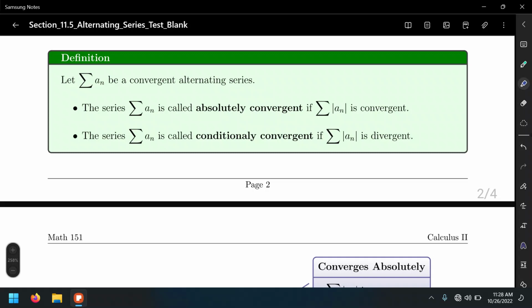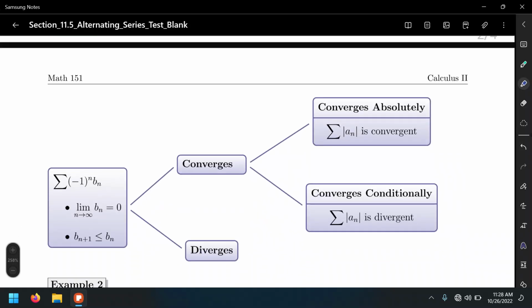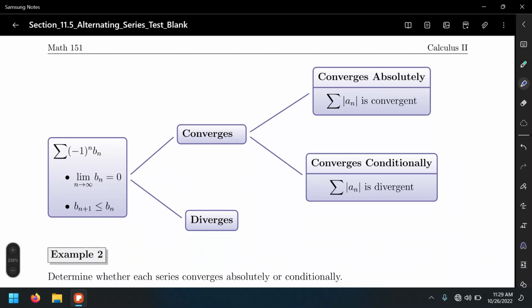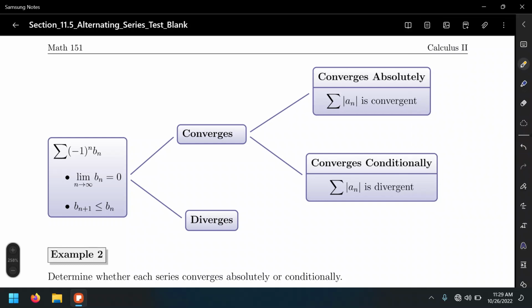I guess doing some examples will be a lot better. And actually, I have this flow chart for you. Hopefully, it's helpful to see the roadmap about alternating series. And again, let's review what we have done so far. So we're given this alternating series, which is sigma -1 to the n, or -1 to the n plus 1, or -1, whatever, b sub n.